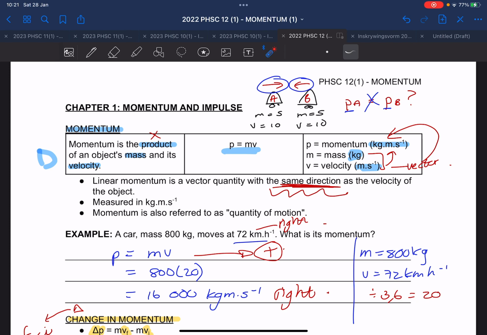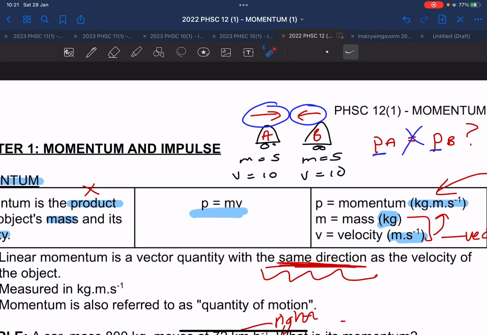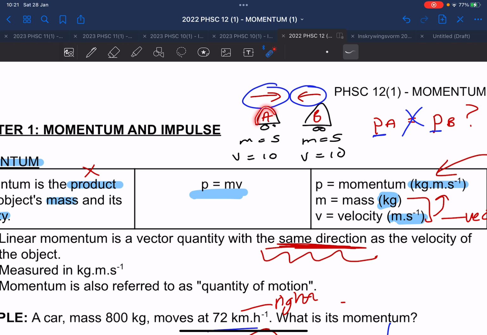Okay, so I gave an example in the video. I said, let's say you have two cars, A and B, and they're driving in opposite directions. The one has a velocity of 10 and the other one has a velocity of 10, and they both have a mass of 5. Will their momentum, mass times velocity, be the same? Yes or no? Why not? They're moving in opposite directions. So the momentum will not be the same, and that's the trick question that they might ask you in an exam.